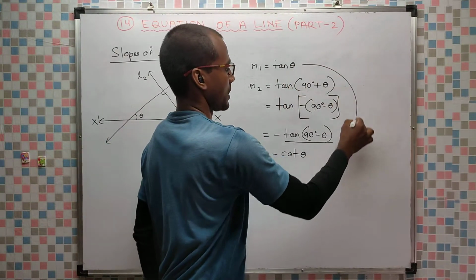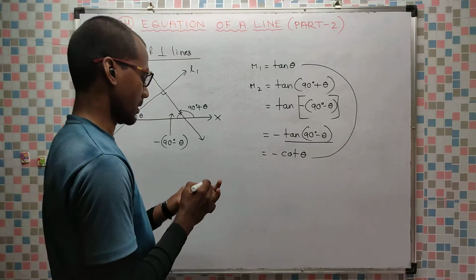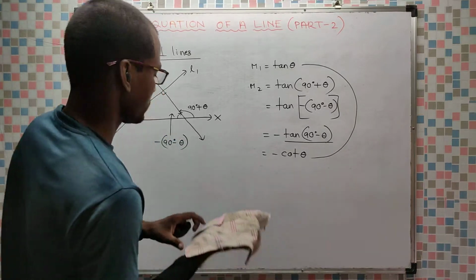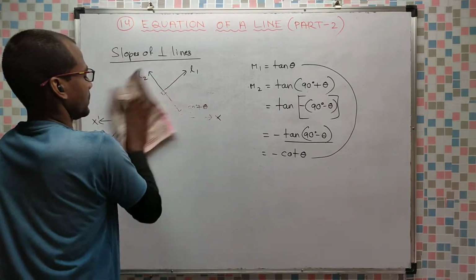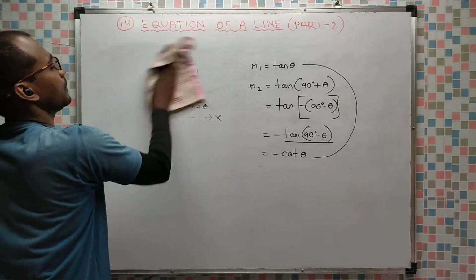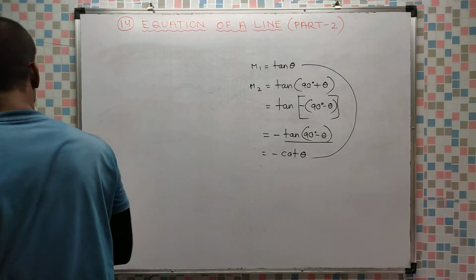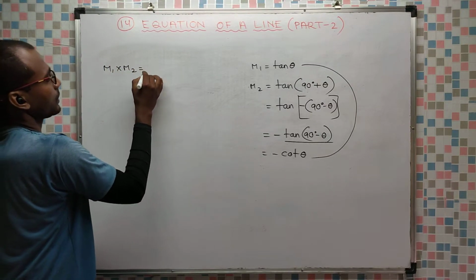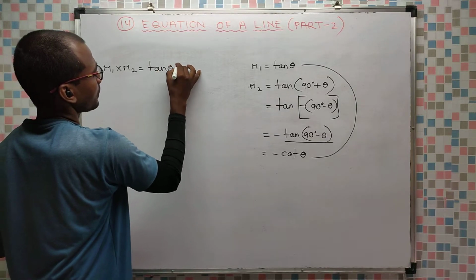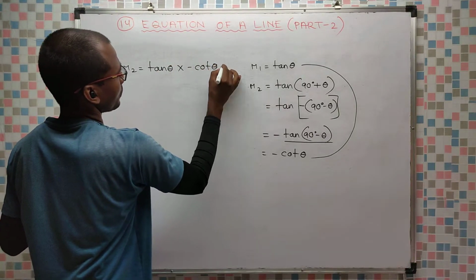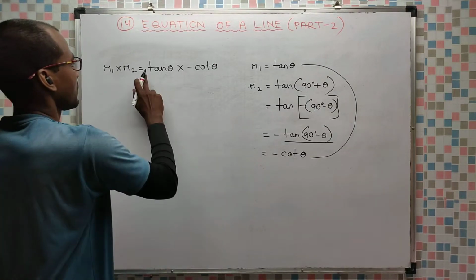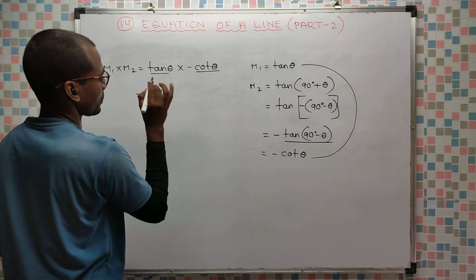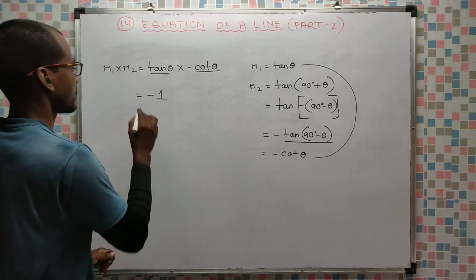Are they equal? No, they are not equal. But let us multiply and see what we are getting. M1 into M2 is equal to tan theta into minus cot theta. First go for the sign: plus into minus is minus. What is tan theta into cot theta? 1, because they are reciprocal ratios. So we got minus 1.